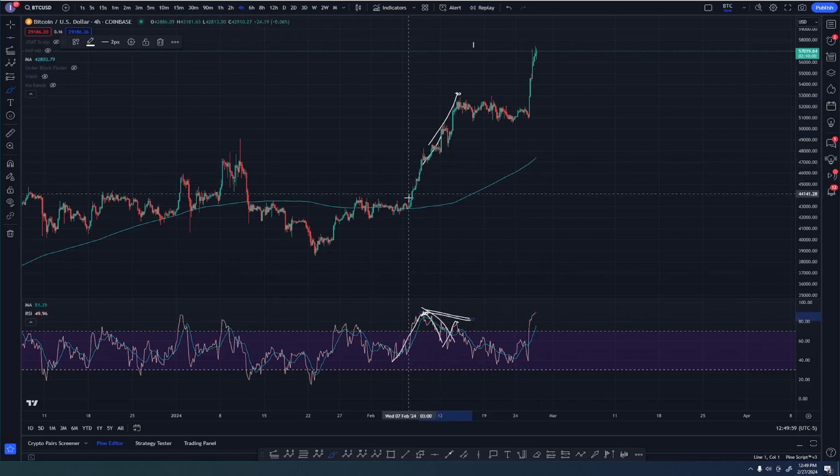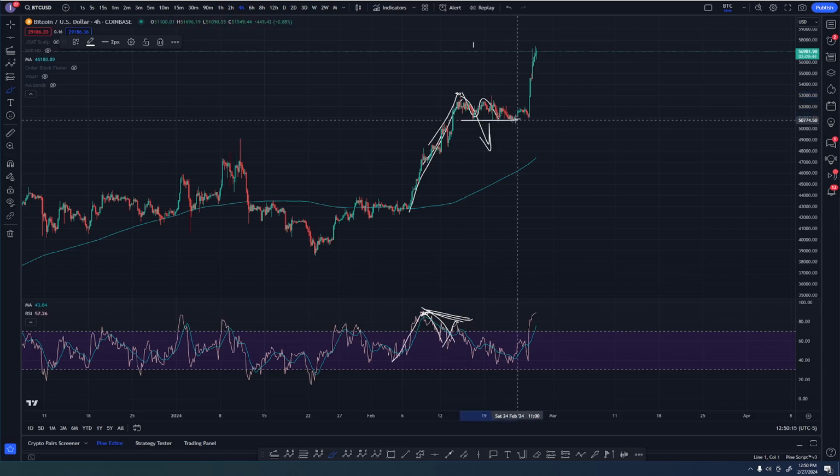That's letting you know that this move to the upside is fizzling out, that you should expect a larger correction or a larger move to the downside soon. Well, when that divergence came in, great. We did get a correction, right?